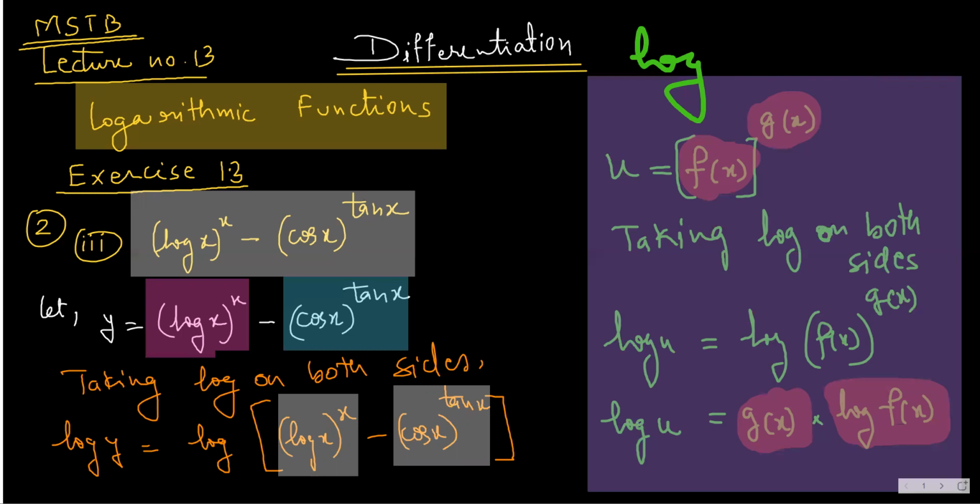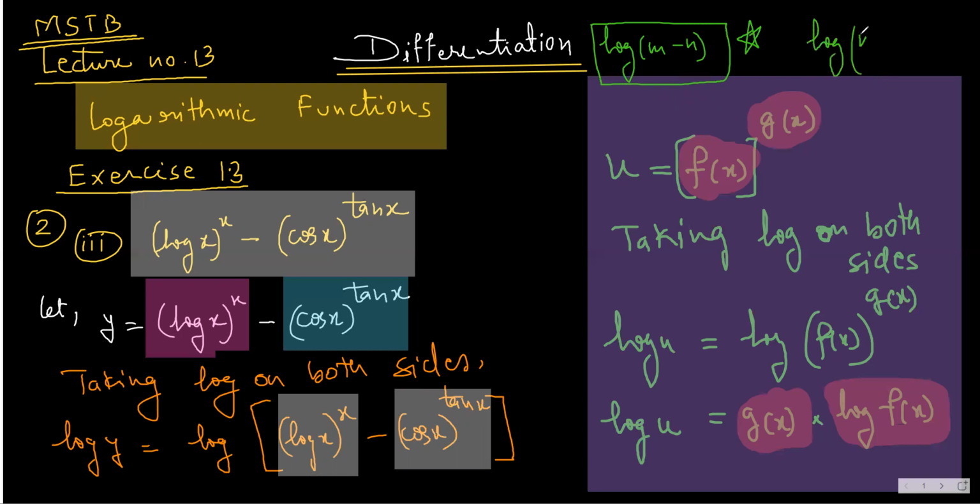Log of m minus n, you just can't do anything. Log of m minus n is nothing. You will have to leave it the way it is. Yes, if I had log of m upon n, then I would have written log m minus log n. If it is log of m upon n, then we do it this way.